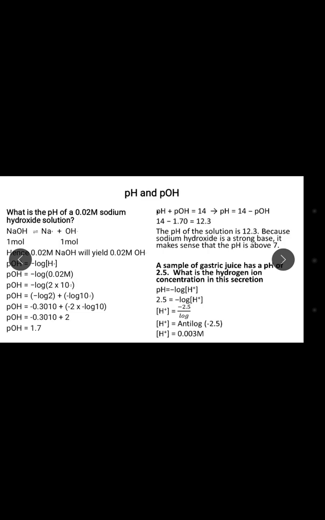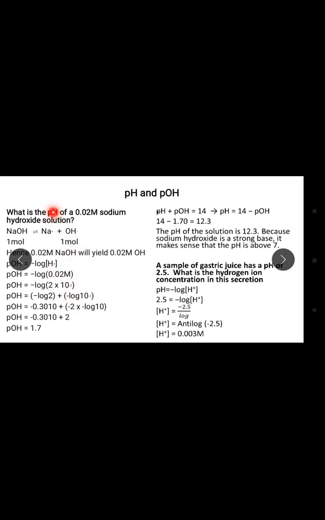Now, this is another question here. What is the pH of 0.02 molar sodium hydroxide? Now, in this example, we are given a base, not an acid. But the question is asking us to calculate pH. And you know that if a base ionizes, it will split into sodium ion and hydroxide. There is no hydrogen ion here. So what you will calculate is the pOH.